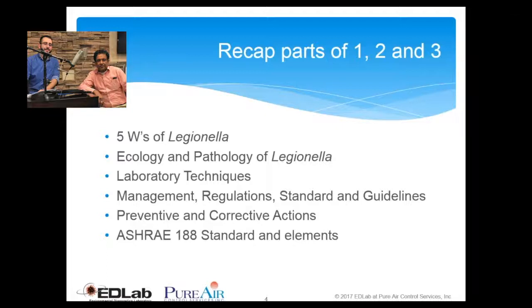So quick recap, we went over the 5 W's of Legionella, such as who, what, when, where, and why, to get a little bit of introduction on Legionella. We talked about the ecology and pathology of Legionella. We went over laboratory techniques. We went over management, regulations, standards, and guidelines, preventive and corrective actions. And for one of the parts, we went over ASHRAE 188, the standard and elements exclusively.